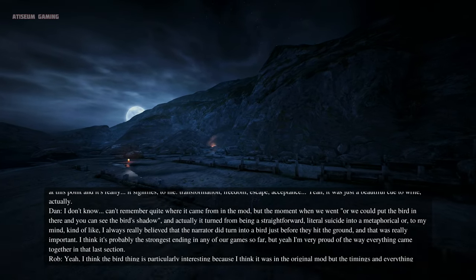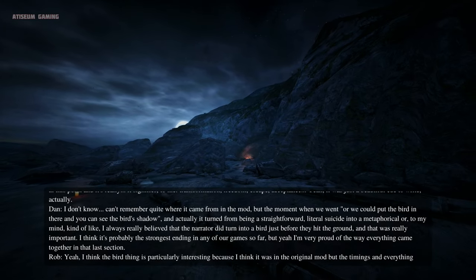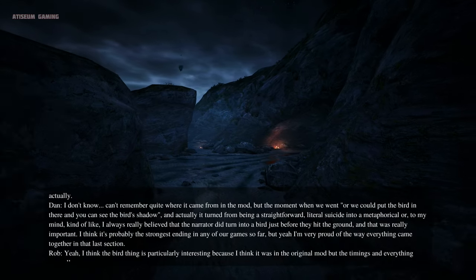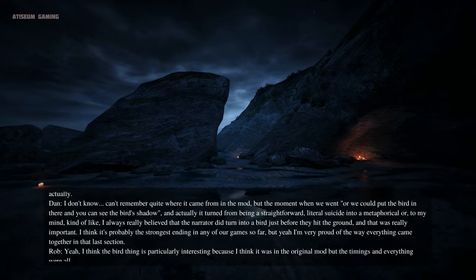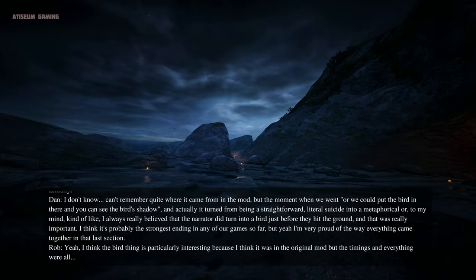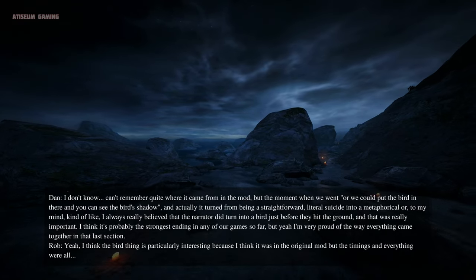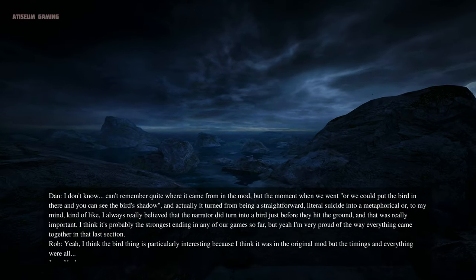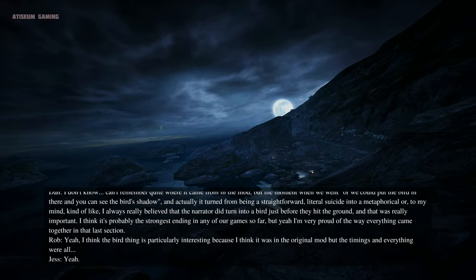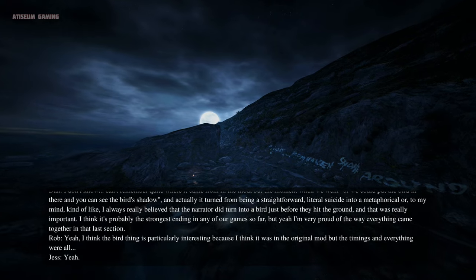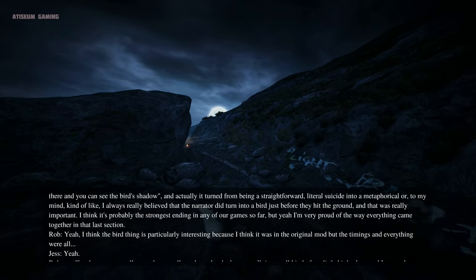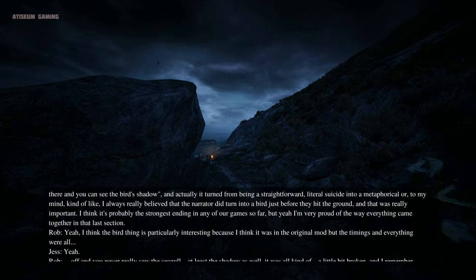I can't remember quite where it came from in the mod, but the moment when we went, we could put the bird in there, and you could see the bird's shadow, and actually it turned from being a straightforward literal suicide into a metaphorical one. I always really believe the narrator did turn into a bird just before they hit the ground, and that was really important. I think it's probably the strongest ending in any of our games so far. But yeah, I'm very proud of the way everything came together in that last section.